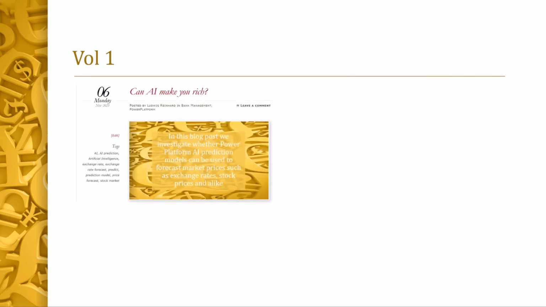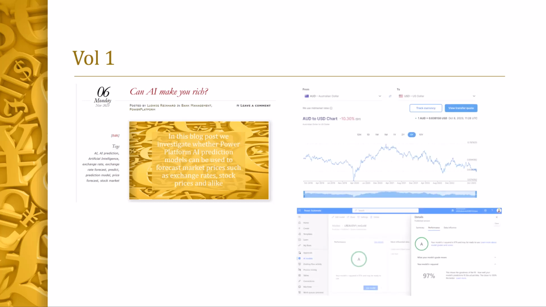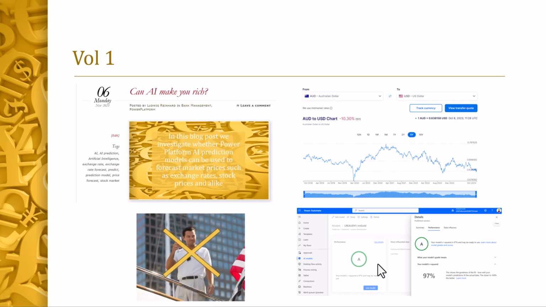In the first approach, I did a blog post where I analyzed exchange rates and whether to invest money in currencies and bet on them. What did I use there? Well, I used the forecast model. I got a very high R squared. I was really enthusiastic to get rich with that, but at the end of the day, it did not work.